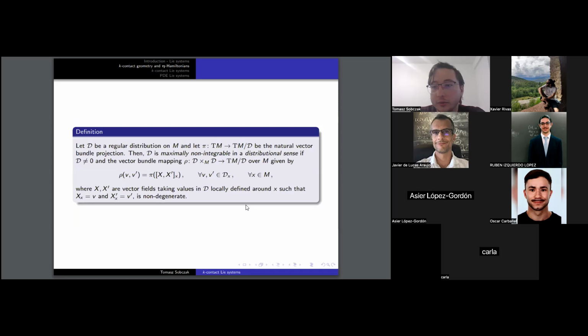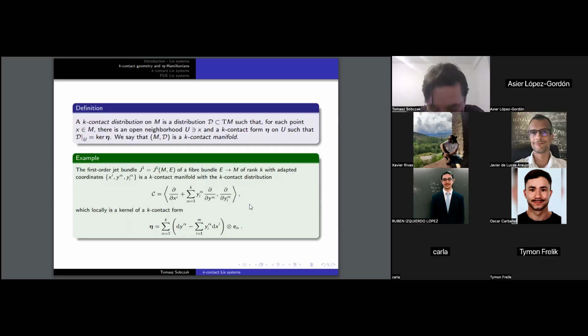This distribution is the so-called Cartan distribution, right? Yes, exactly. I skipped it, but yes, good point. Our distribution is also the Cartan distribution in this case.